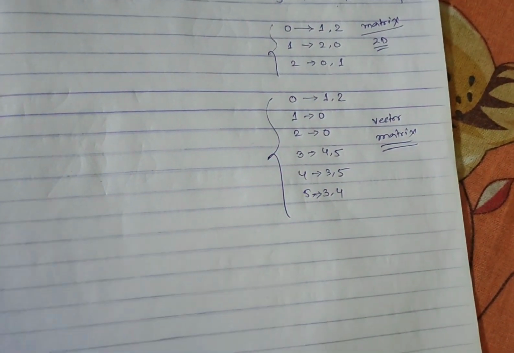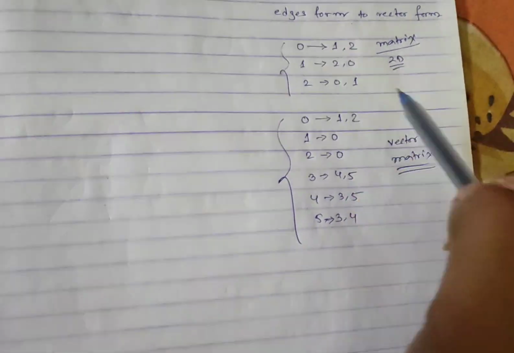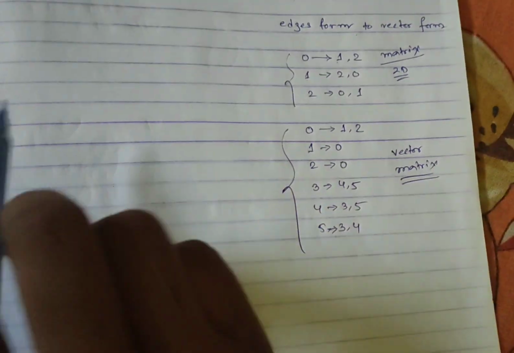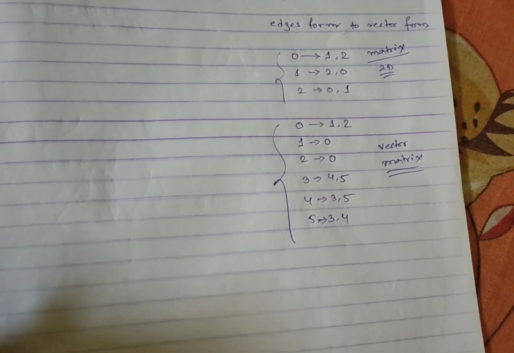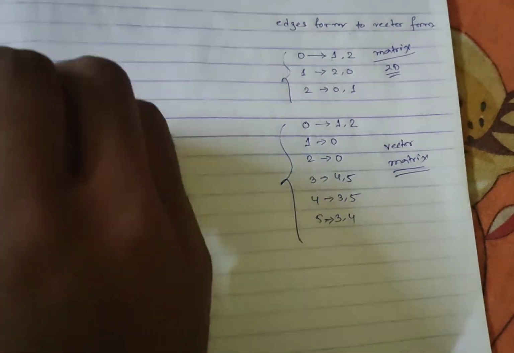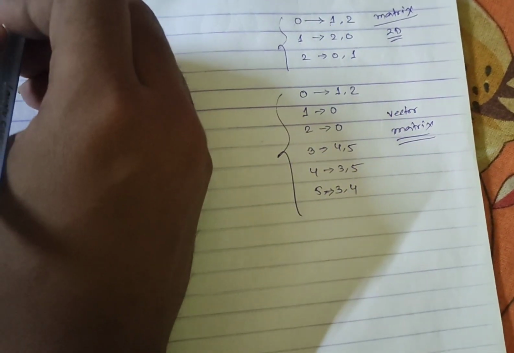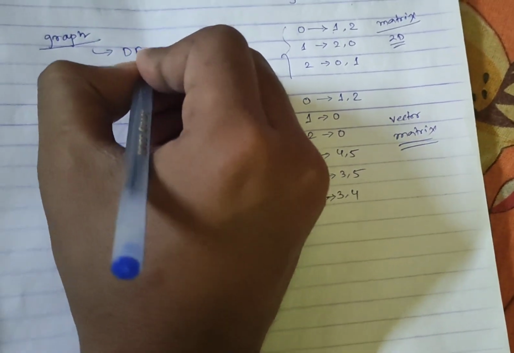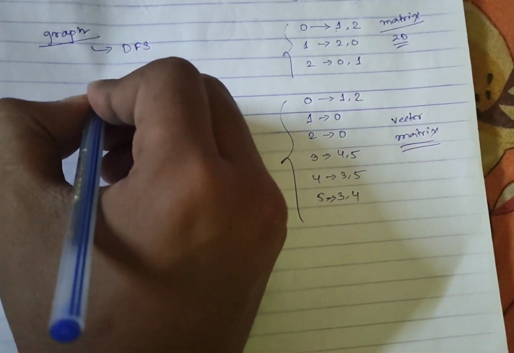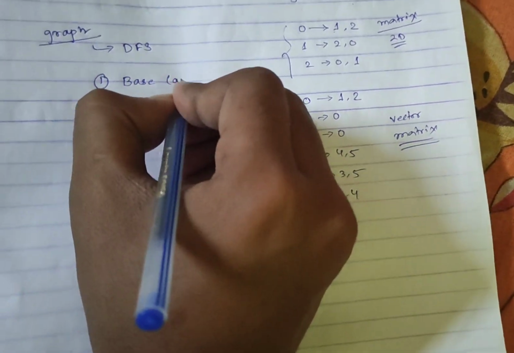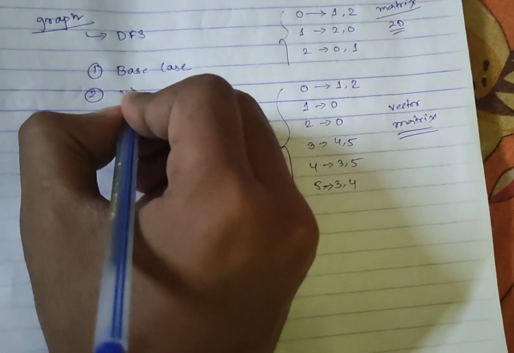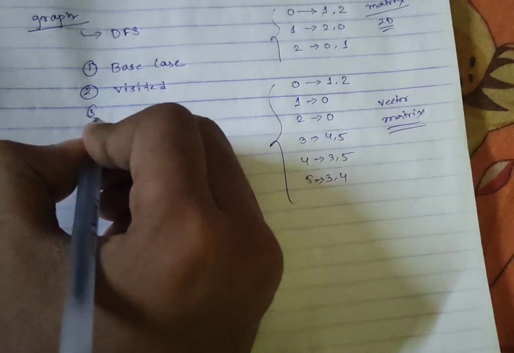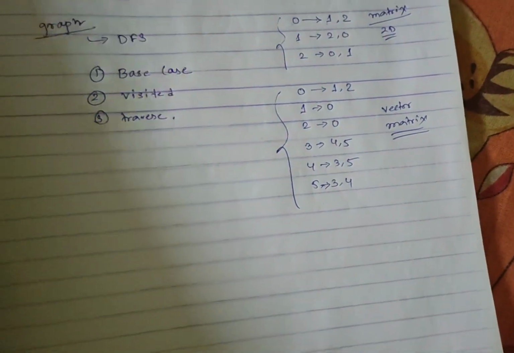So how do we do it? Basically, the adjacency list of 0 is connected to 1 and 2, and the adjacency list of 1 is connected to 2 and 0. This is the form we use. In this approach, for the graph, we first do a DFS search. There is a base case, so we check the base case, then we keep a visited vector and check if a node is visited or not, and then we traverse it.